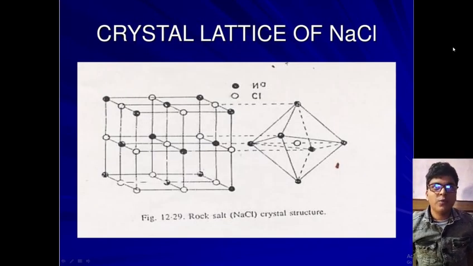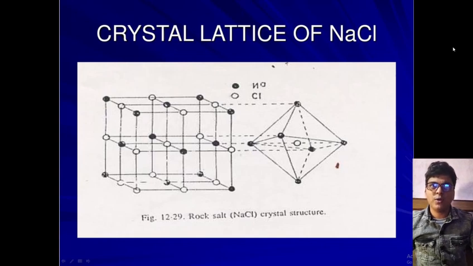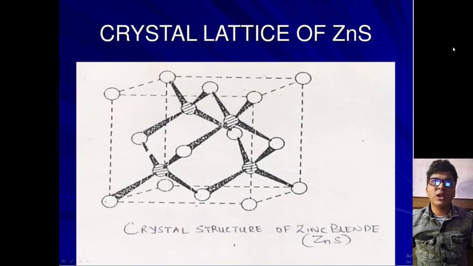Here we are discussing the crystal lattice of NaCl. NaCl is the best example of the rock salt crystal structure. The black dots which are present are Na and the white dots are Cl. Crystal lattice of ZnS. The crystal structure of ZnS, zinc blende, is shown here.